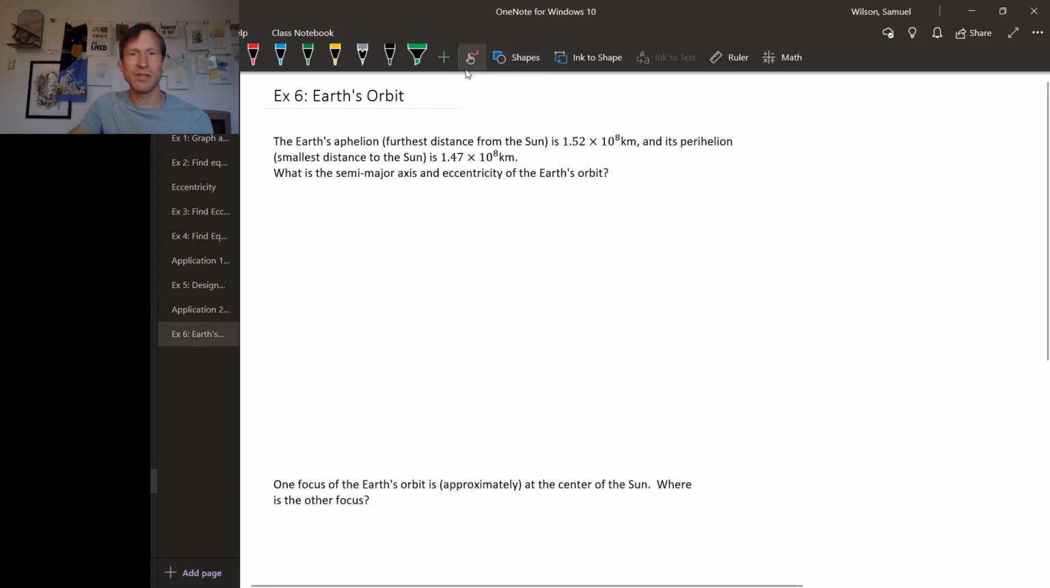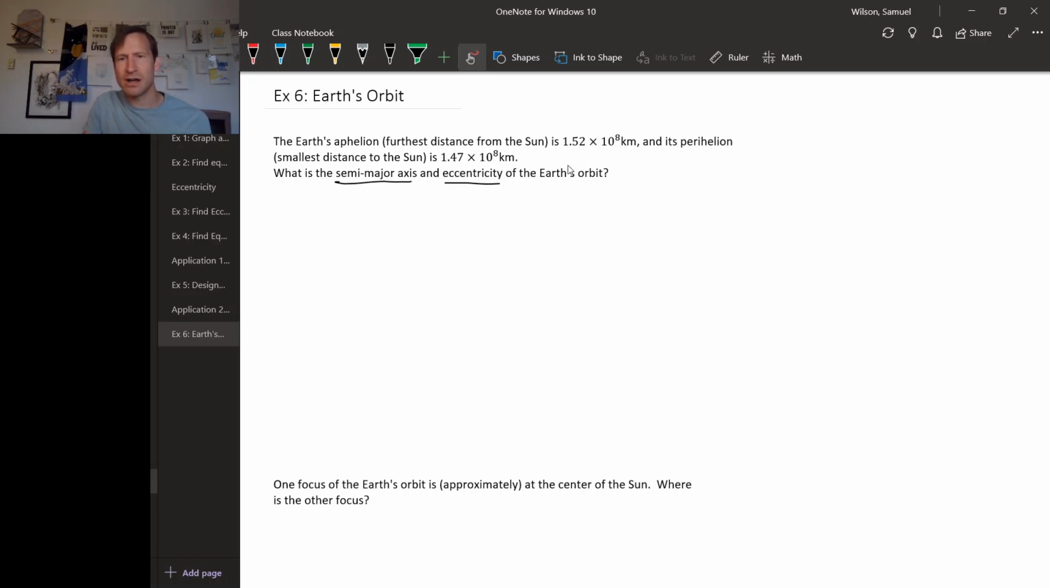So let's look at the orbit of Earth. The orbit's aphelion, which is the furthest distance that it ever gets from the sun, is 1.52 times 10 to the 8th kilometers, so a pretty good distance there. And its perihelion, that's the closest distance from the Earth to the sun, is 1.47 times 10 to the 8th kilometers. So let's figure out what is the semi-major axis and the eccentricity of the Earth's orbit. When describing orbits, astronomers usually use these two parameters, semi-major axis and eccentricity, for various physics reasons. So let's figure those out.